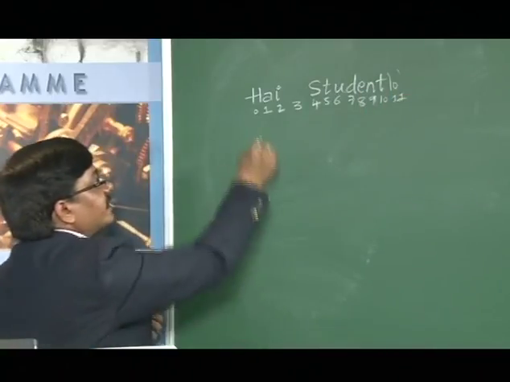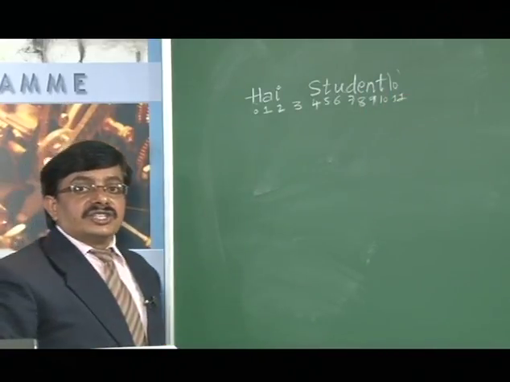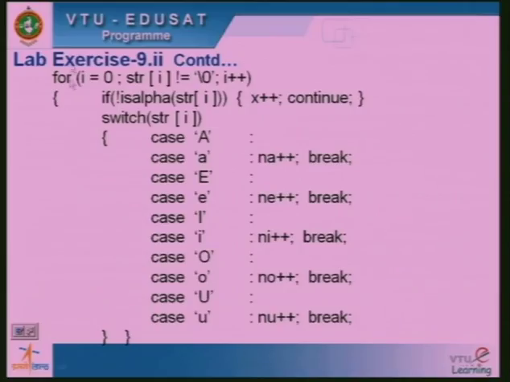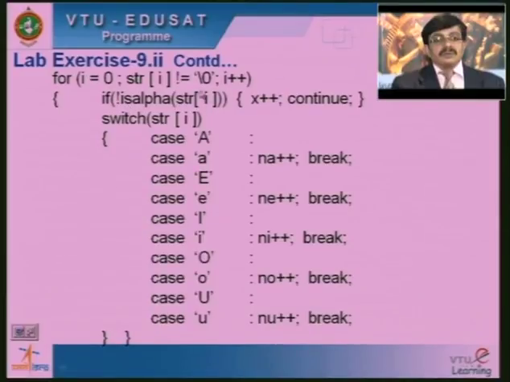Fine. Now, when i is equal to 0, I will be referring to the 'h'. When I am referring to the 'h' in the program, when i is equal to 0, isalpha(str[0]) becomes true, and not of true becomes false. So this block will not be executed; the if block will not be executed, and I will come to the switch case.